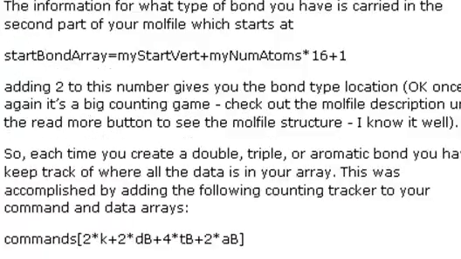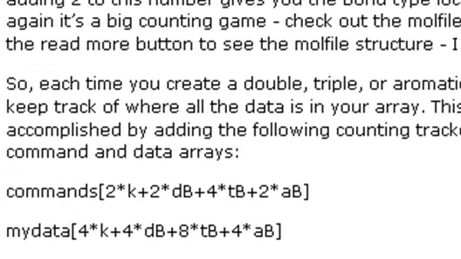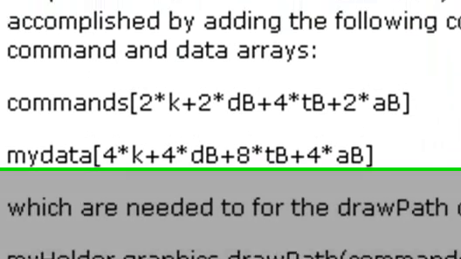Now we had to pull our bond data, and the way we did that is we took our start vert, we multiplied the number of atoms times 16 to skip all the atom rows and started in the first one. That gives us our first atom, then plus 2 is our second atom, and plus 3 is our bond number. And that's how we pulled all the data to connect our atoms and lines. Very, very simple process. The only thing that really gave me some time to think was how to create double, triple, and aromatic bonds. And once again, it's all just a big counting game.